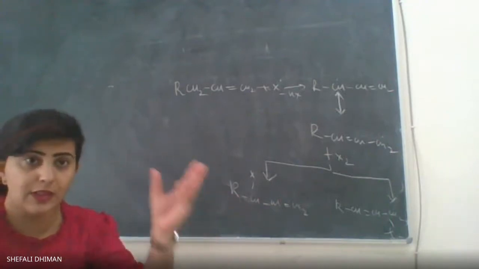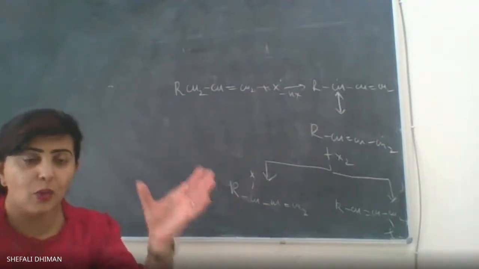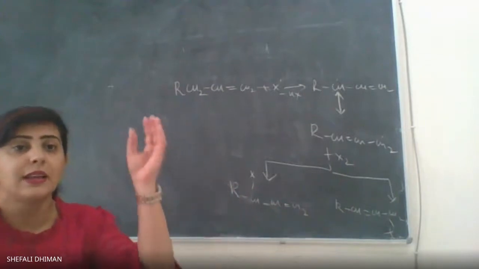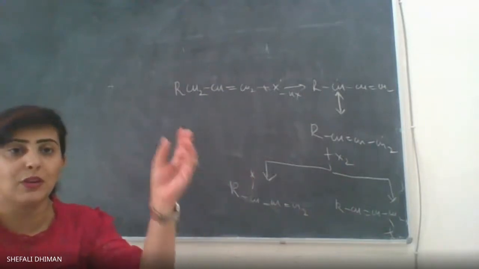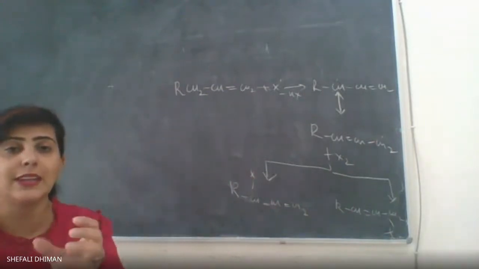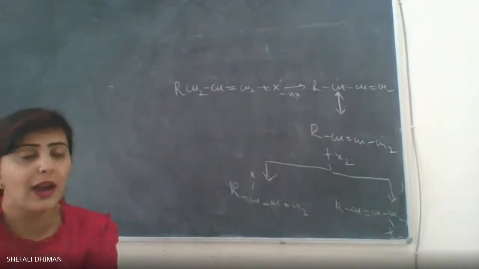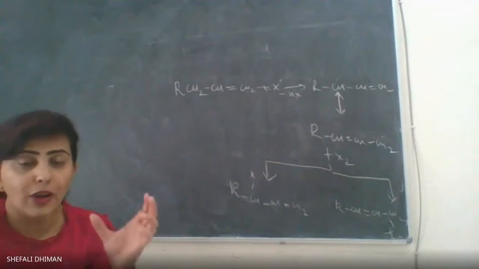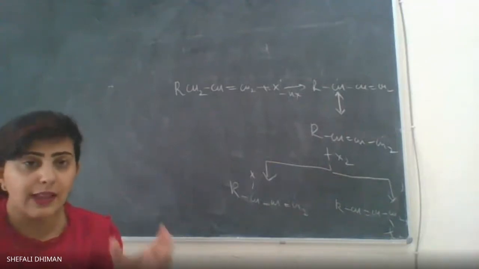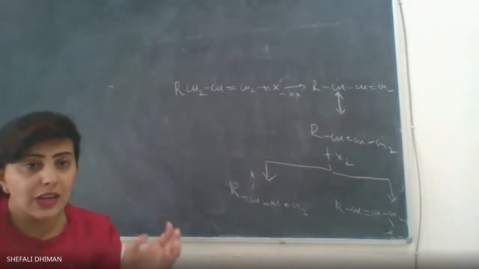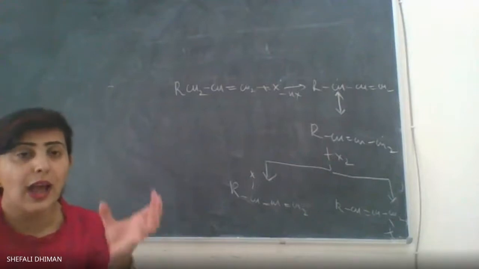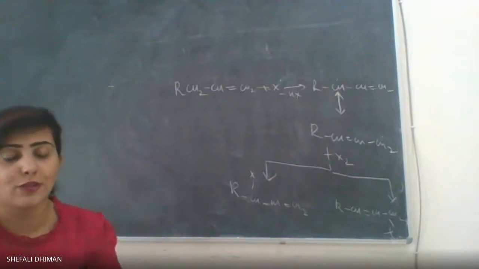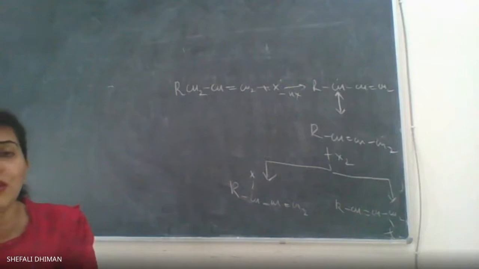We have talked about this in radicals as well, where the order of stability is that the tertiary radical is the most stable, followed by secondary, and then the least stable is primary, followed by hydrogen. So when there is a possibility of a rearrangement, we say that the primary rearranges itself to a secondary and the secondary rearranges itself to a tertiary, leading to the formation of the desired product.